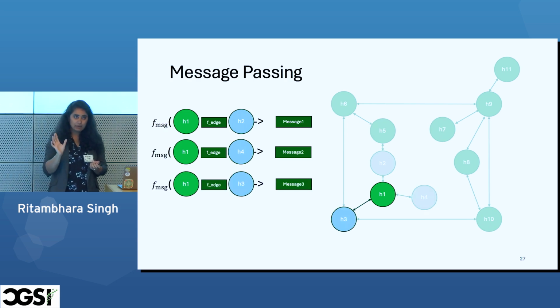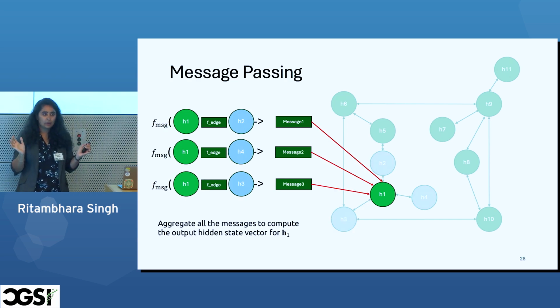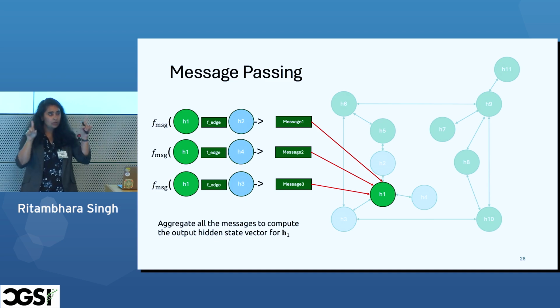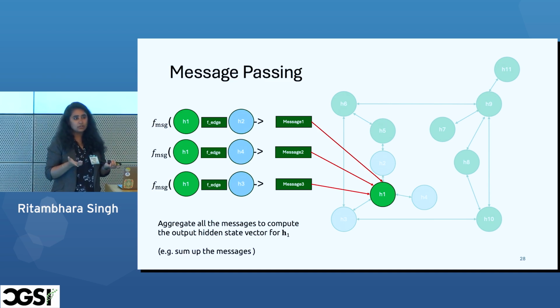I have calculated the information that needs to pass. And then finally, I'm going to aggregate all that information to learn the new representation of that node. So now this node has taken information from its immediate neighborhood. And for aggregation, I can just use summation or concatenation.